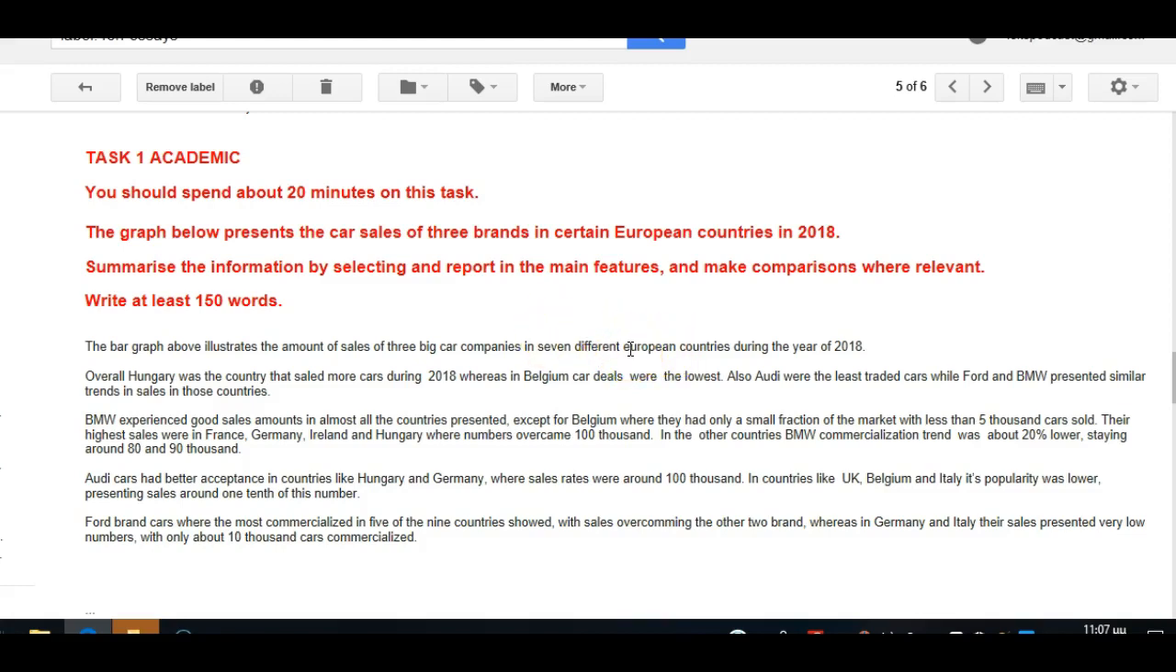Overall, Hungary was the country that sold, SOLD, more cars during 2018, where in Belgium, car deals were the lowest. Also, Audi was the least traded car, while Ford and BMW presented similar trends in sales in those countries. Great. This is a really nice overview because you didn't give me detail.